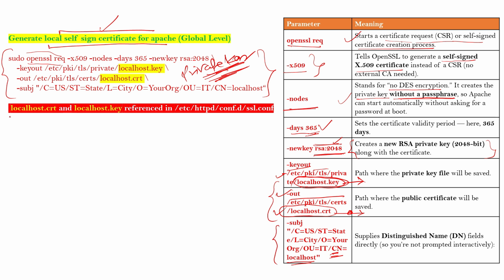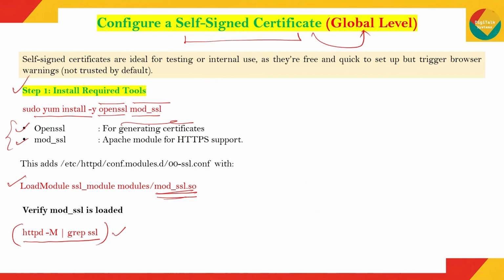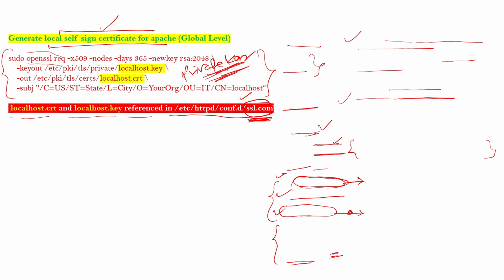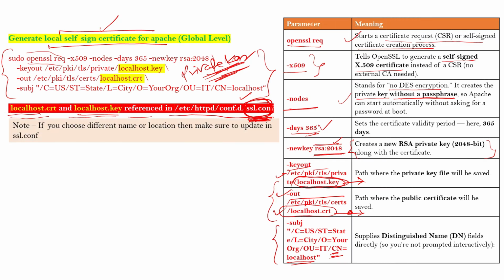So here localhost.crt and localhost.key are referenced in the ssl.conf file. This is the main configuration file for your SSL, and it gets created when we install the SSL module, mod_ssl, which we have covered here. It is automatically created and configured, and inside this ssl.conf file these two are referred. And how they are referred, let me explain to you.